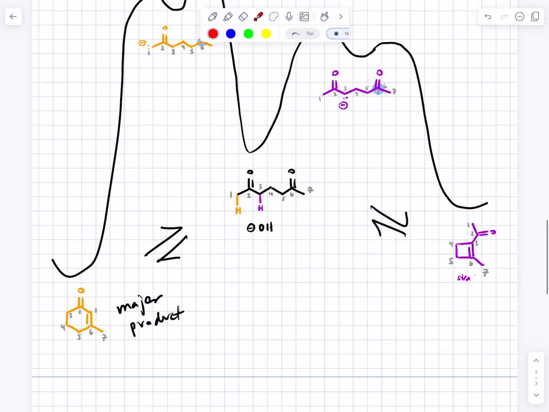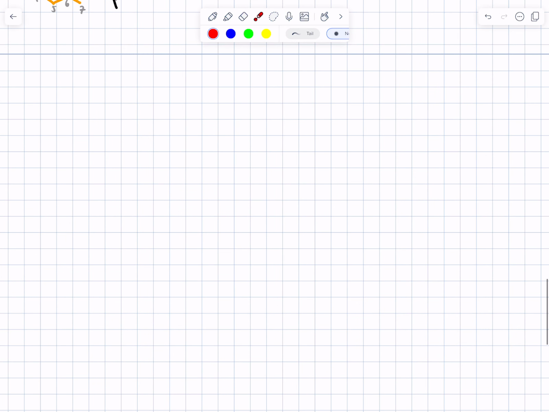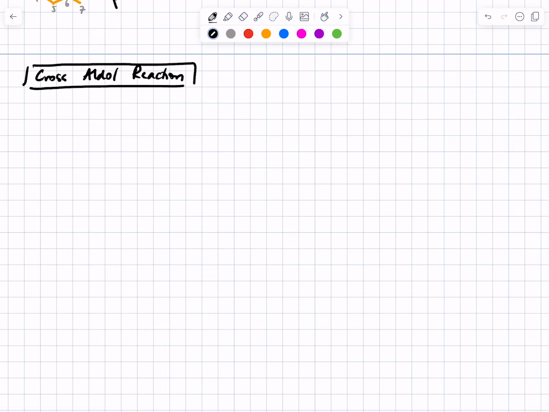What we're going to do now is ask the question, what if you wanted to bring two carbonyl compounds together, but they were not identical? So we're going to call this the cross-aldol reaction. And the question we're going to ask is, can we control who is the nucleophile versus who is the electrophile?